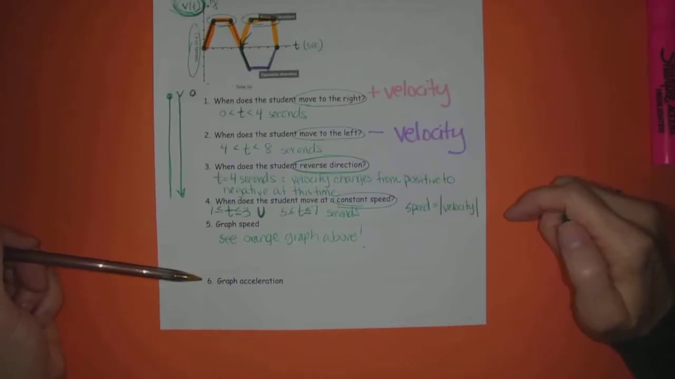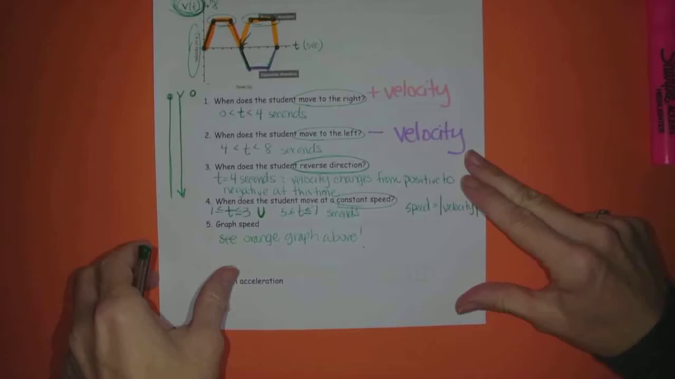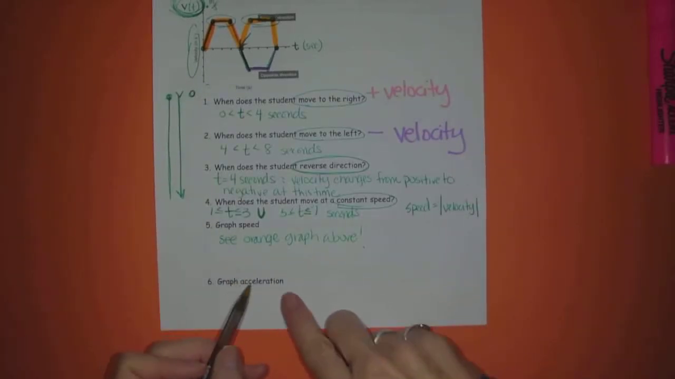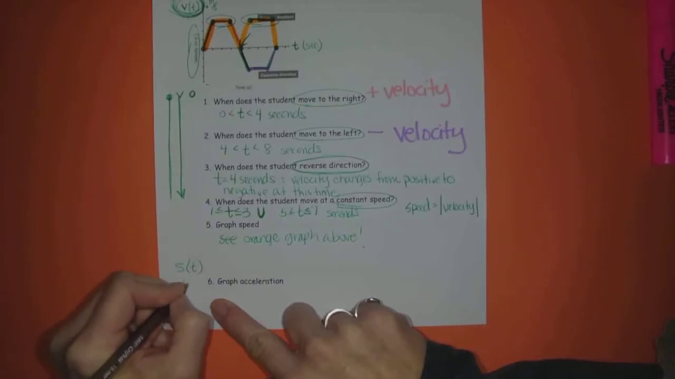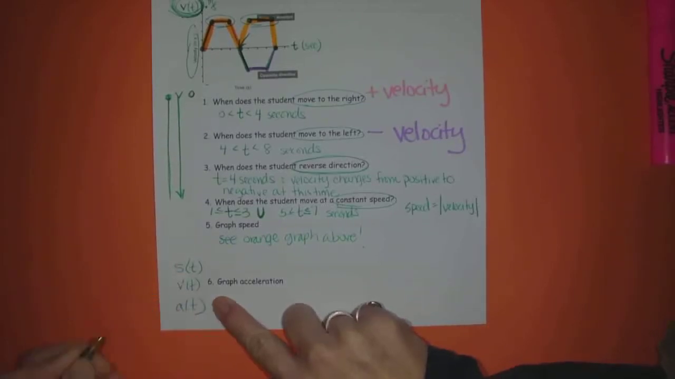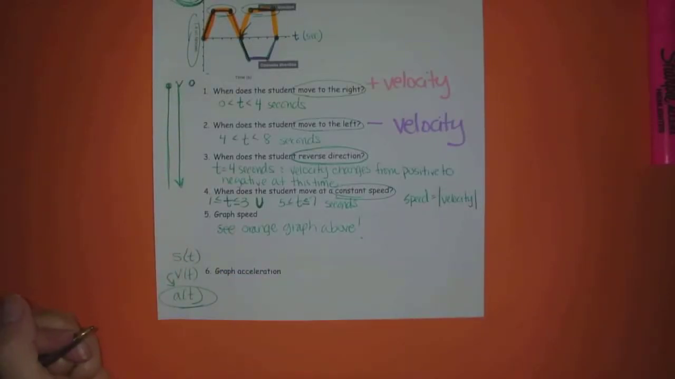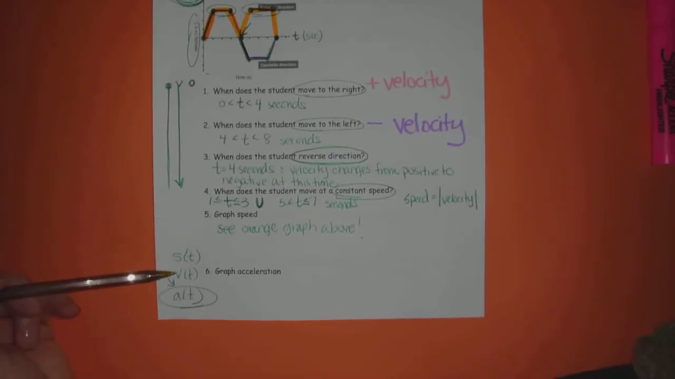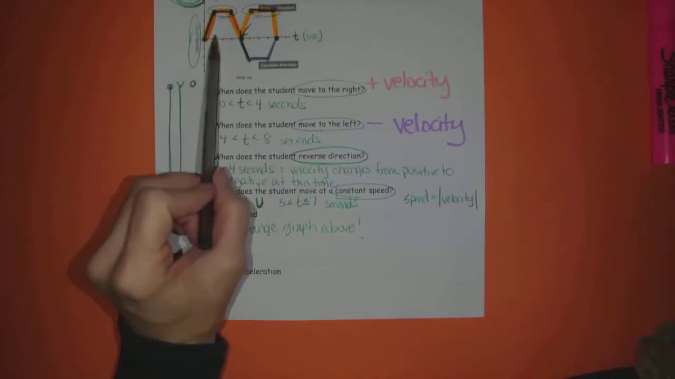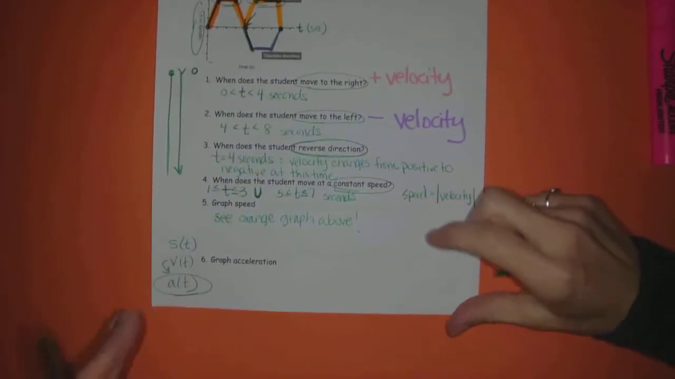And last but not least, it's asking me to graph acceleration. So to graph acceleration, I have to remember the order of my derivative. So remember how it went position, velocity, acceleration. So acceleration is the derivative of velocity. So to graph the derivative of velocity, I have to use those graphical techniques from the last unit and graph the slopes of the tangent lines around the velocity graph from left to right.